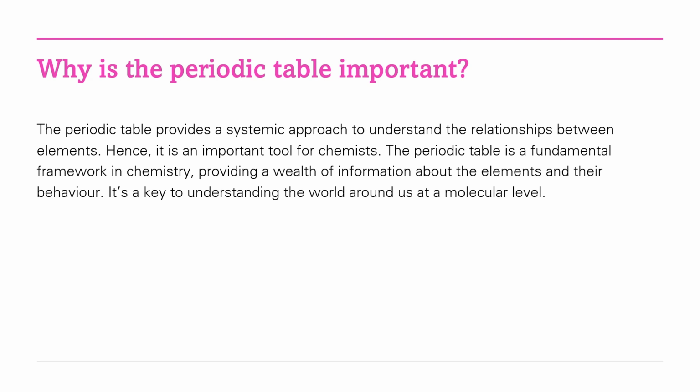The periodic table is also used to understand the relationships between elements. For example, the periodic table shows that the elements in the same period will have the same number of electron shells. This means that the elements in the same period will have similar chemical properties.